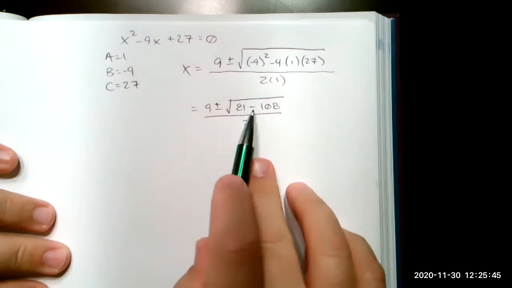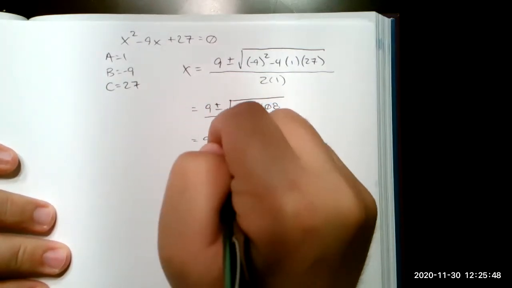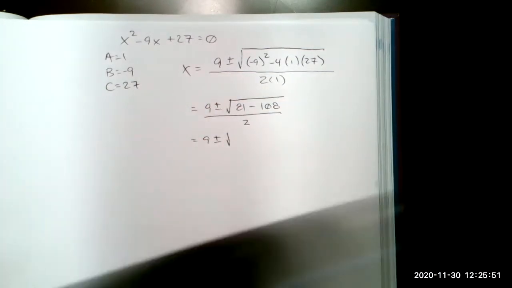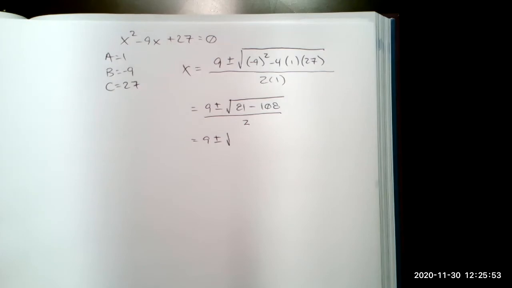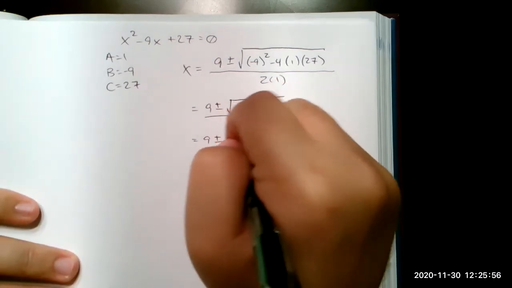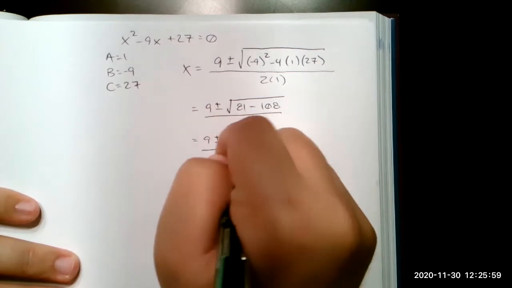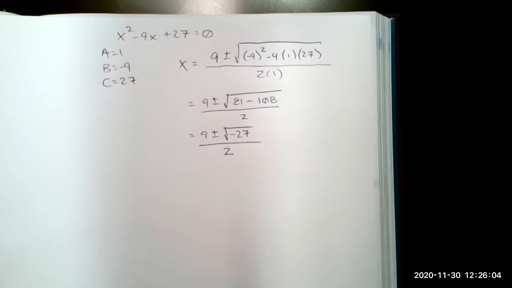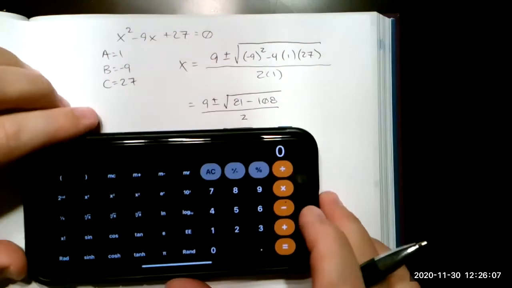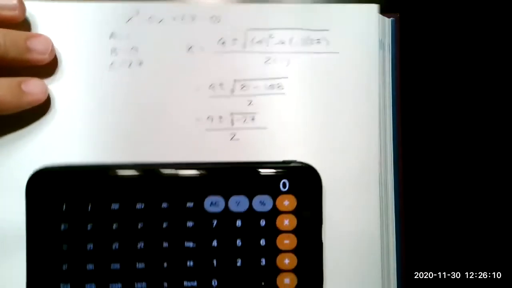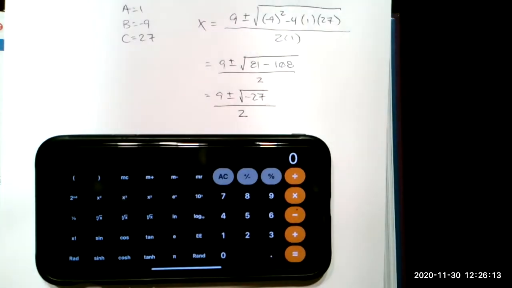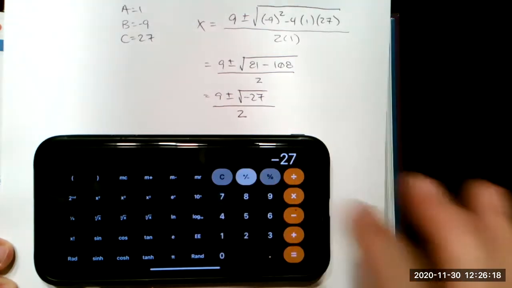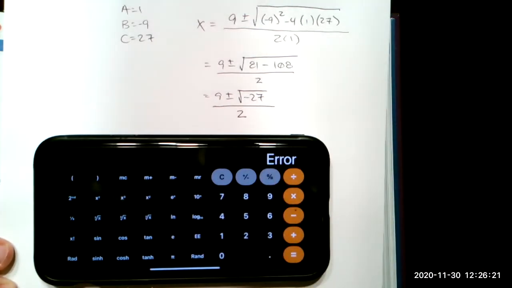So if you look here, 81 minus 108, that's going to be negative 27. And divide it by 2. So here's the thing that I really want to emphasize here. I'm going to take my phone and let's see what happens, because I don't know if I've ever done this on my phone. I've only done it on the calculators in the classroom. So we're going to take the square root of negative 27. All right, let's see if this works. So there's negative 27. Hit the square root and look what it says. It says error. You can't do that.